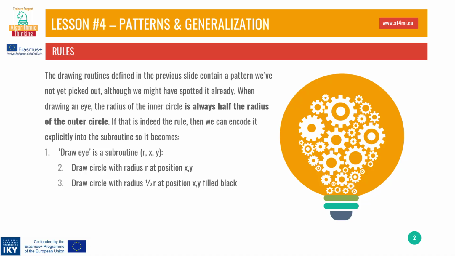Rules. The drawing routines defined in the previous slide contain a pattern we have not yet picked out, although we might have spotted it already. When drawing an eye, the radius of the inner circle is always half the radius of the outer circle. If that is indeed the rule, then we can encode it explicitly into the subroutine so it becomes: draw eye is a subroutine with R, X, Y. Draw circle with radius R at position X, Y. Draw circle with radius half R at position X, Y filled black.